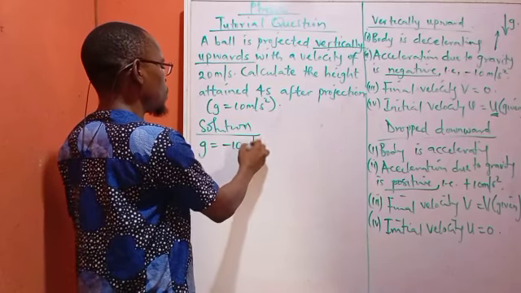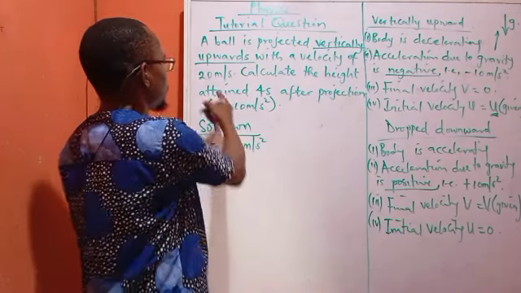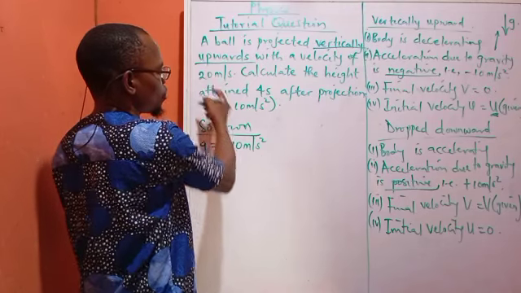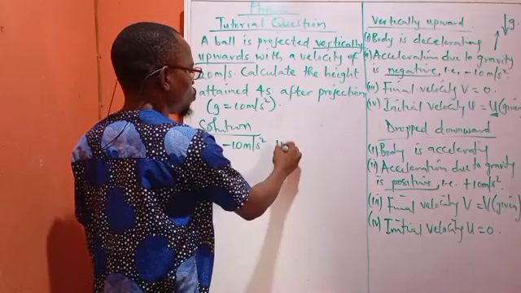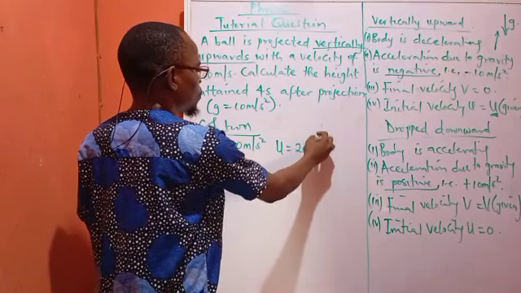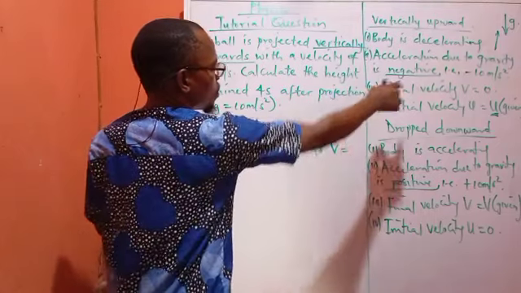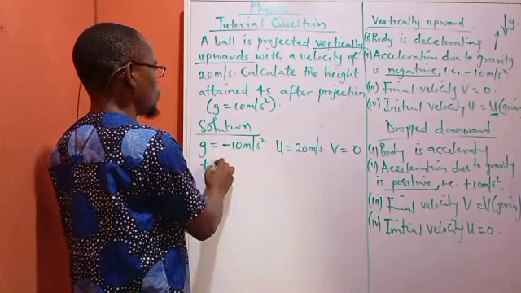Minus 10 meters per second squared. Okay, and the velocity given to us is the initial velocity from this question. So our u is 20 meters per second. Then our v, our final velocity, will be 0. And we have our time, which is 4 seconds.